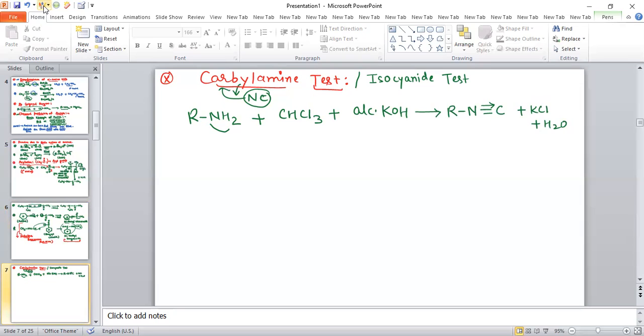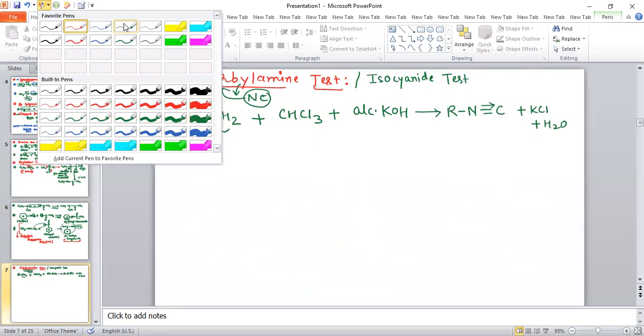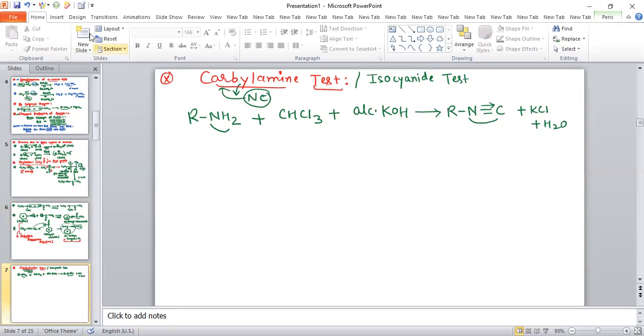This functional group NC is known as carbylamine, and due to the formation of this carbylamine, the compound has a foul smell. A foul smelling substance means having a pungent smell.